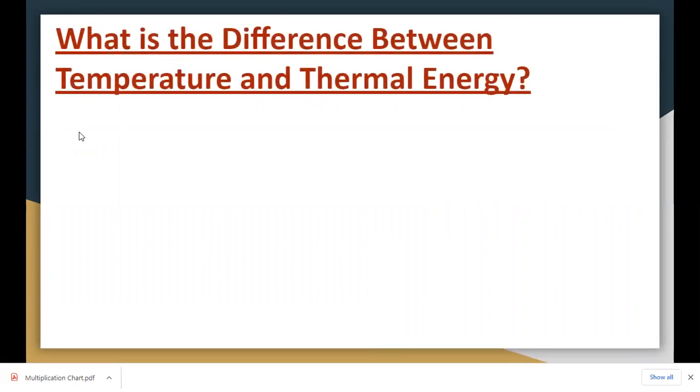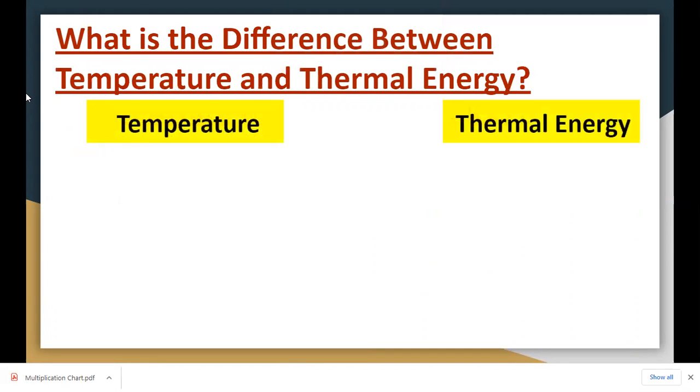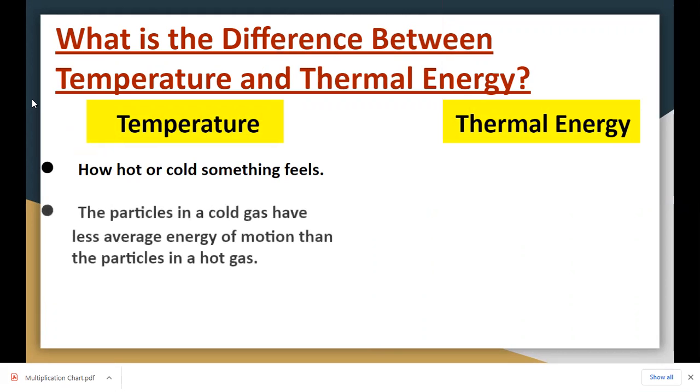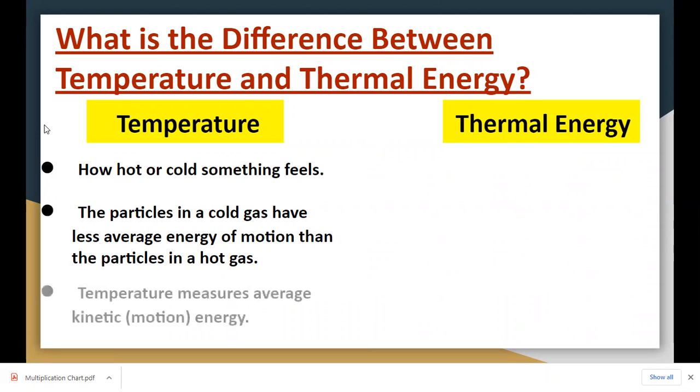What is the difference between temperature and thermal energy? Kids get this mixed up. Temperature is how hot or cold something feels. If you come inside from a cold outside winter day and you come into the warm house, right, you're going to feel a lot warmer inside than you did outside. That's a temperature feel. The particles in a cold gas, in our case, the cold air outside, will have less average energy of motion than the particles in a hot gas inside, right? Like the air inside the house.